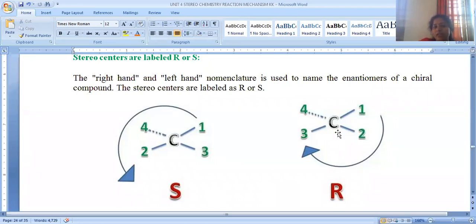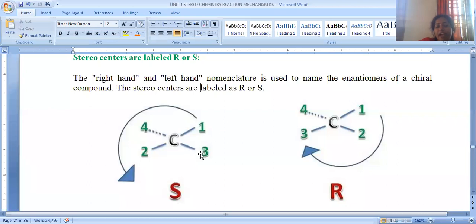So right hand side rotation is denoted with R. R stands for rectus. Rectus is nothing but right hand side. Sinister is nothing but left hand side. Clockwise rotation is always called R configuration. Anti-clockwise rotation is always called S configuration.